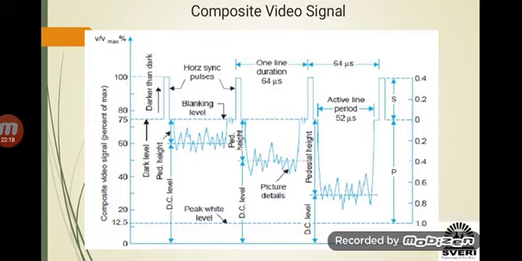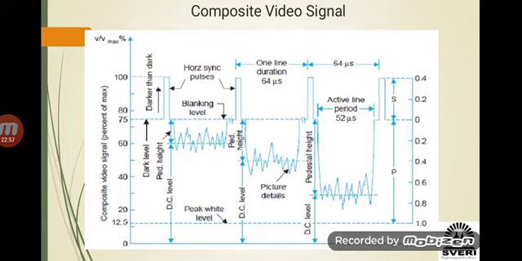Now when one line of information is captured, immediately after that there will be a retrace period of 12 microseconds, and then the next line scanning starts. Whatever the time period in between, where the beam is moving from right to left, that information we must send along with the video signal, so that at the receiving end we know from where the beam should start scanning and from where it should return back to the left side and start scanning the next line.